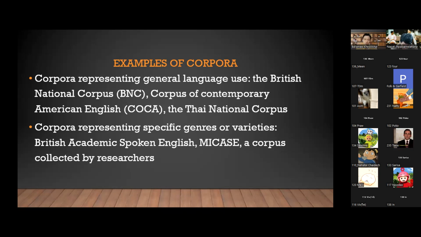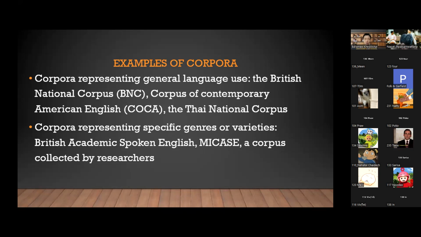But some other corpora are more focused and more specific. For example, there are corpora that represent academic English, like the British Academic Spoken English. This one is a corpus of academic lectures, seminars, and class discussion in the British context. The American counterpart is the Michigan Corpus of Academic Spoken English.